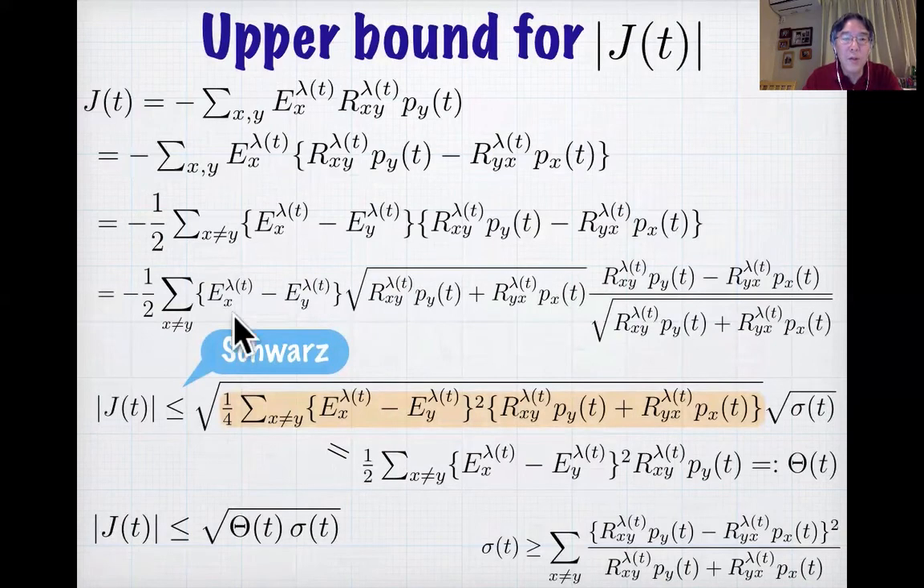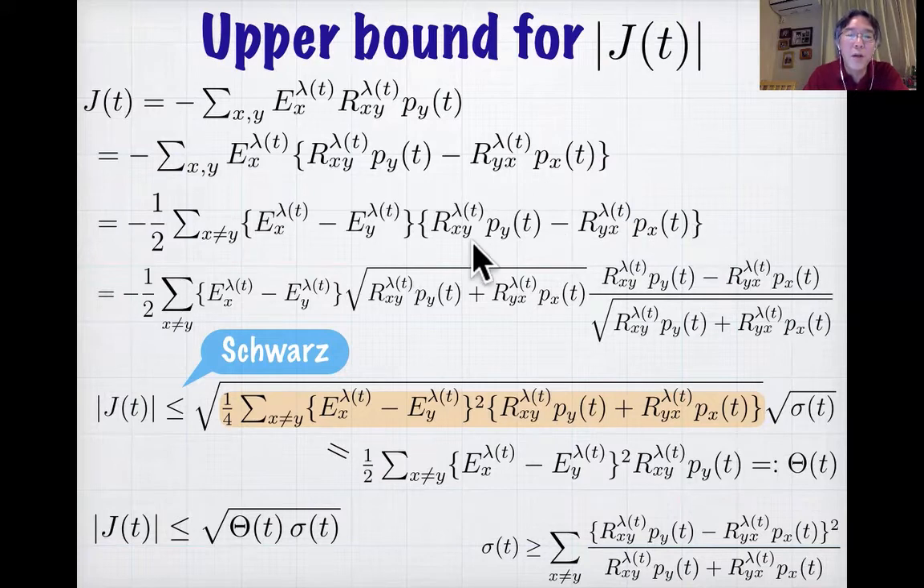And now I want to discuss an upper bound for the absolute value of the current Jt. So this is current Jt, and here I added something which is just 0. So if you sum over this y, it gives you 0. So this is just 0, but I add this. And then I add the same thing with x and y flipped and divide by 2 to get this.